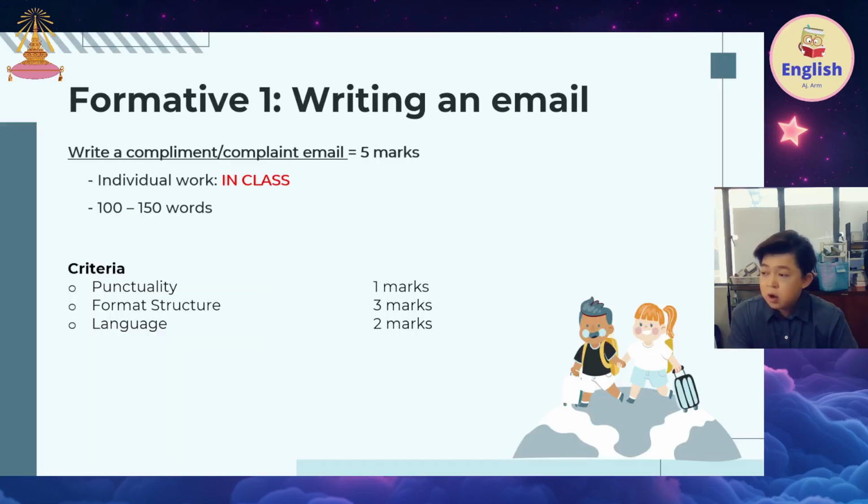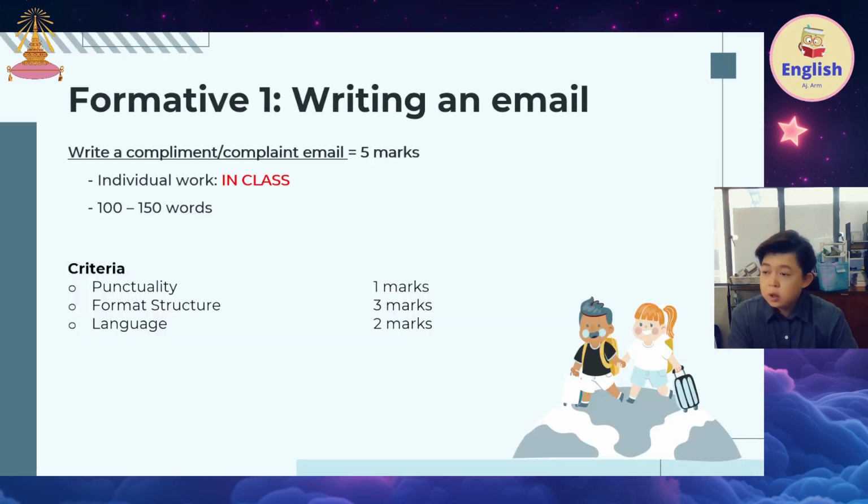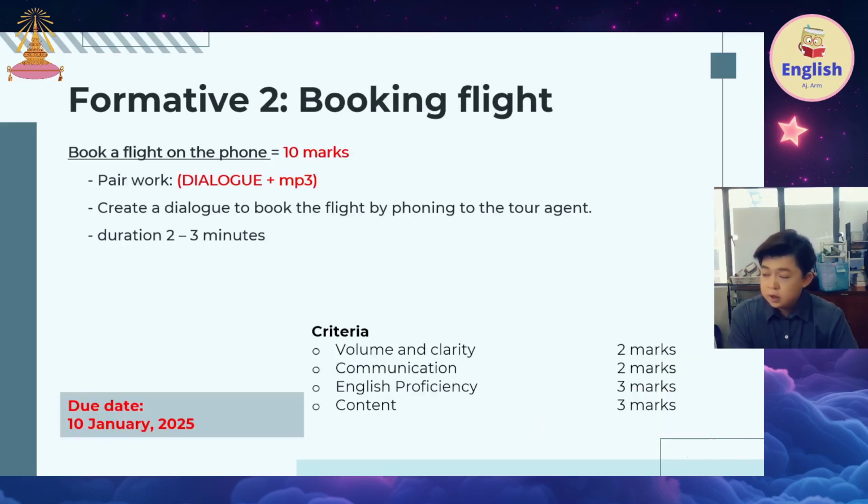Next part is what I call formative 1.2. This part is 1.1 and this part is 1.2: writing an email, which we have already tested in the class. For some of you, if you haven't been tested on this formative, could you come to my office to complete this writing an email for 5 marks? Don't forget it. It's very important.